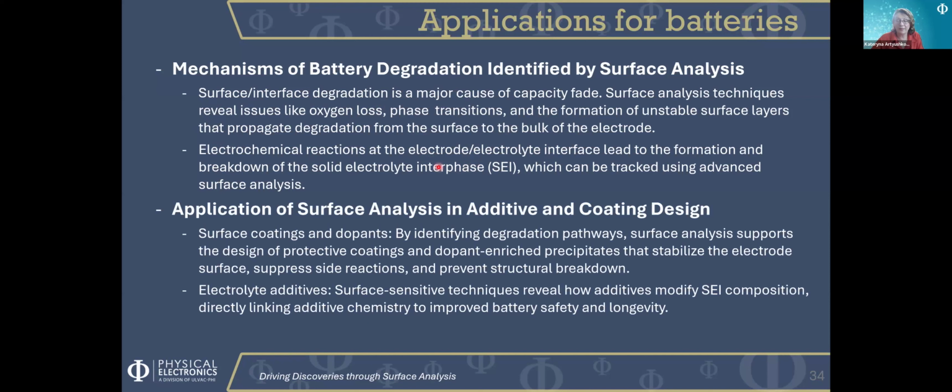In order to improve the performance and stability, there's also surface coating and dopants that are being used. So if you really would like to confirm how the surface coating changes and stabilizes, surface analysis can really understand and confirm that the coating is homogeneous and how it's related to the stability of the electrode. And the same is true with additives. Additives modify SEI composition. So surface-sensitive techniques with chemical specificity can link chemistry to improve battery safety and longevity.